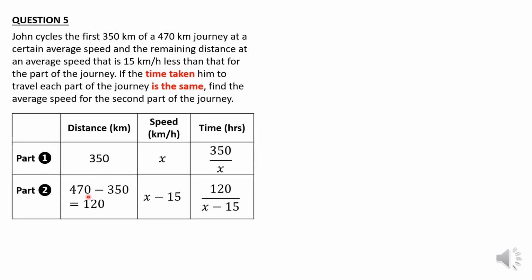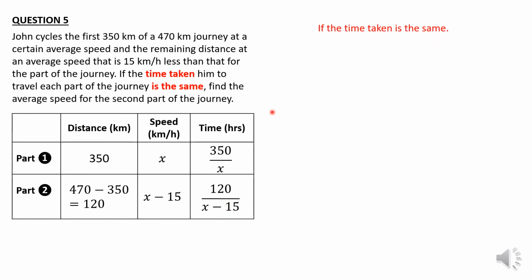Alright, so I have my table here that I have completed. The first part, 350, he did it at x kilometers an hour, we don't know. But we know that the second part, he did it at 15 kilometers an hour less than whatever the first part was. That is why I have x minus 15. And here you have 120 kilometers that he completed in the second part because you're supposed to subtract. And the time is calculated by dividing the distance by the speed. That's 350 over x and 120 over the whole quantity x minus 15.